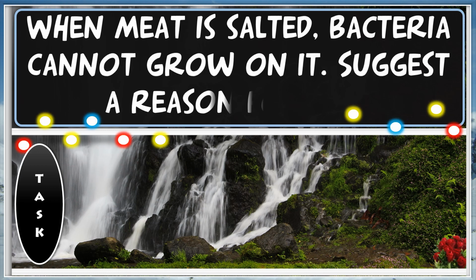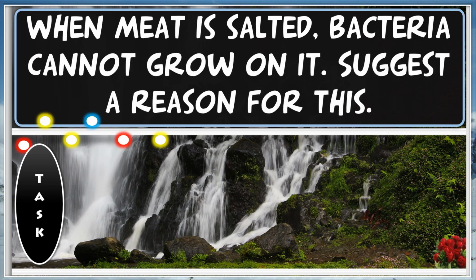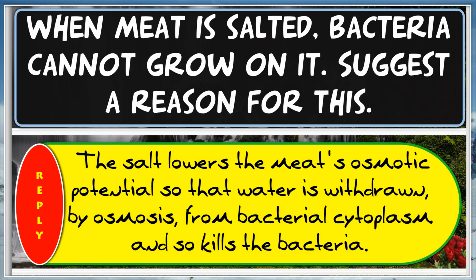When meat is salted, bacteria cannot grow on it. Suggest a reason for this. The salt lowers the meat's osmotic potential so that water is withdrawn by osmosis from bacterial cytoplasm and so kills the bacteria.